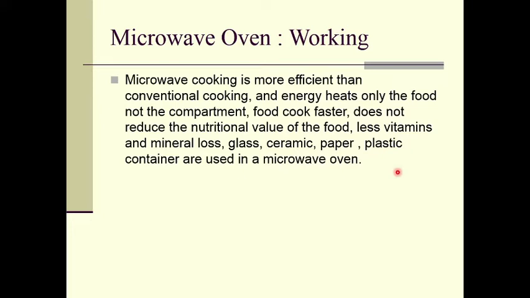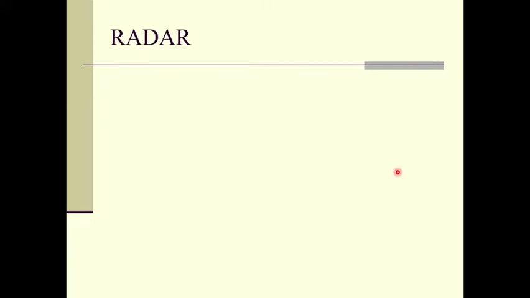Glass, ceramic, paper, and plastic containers are used in the microwave oven. We will not use metallic containers because metals will reflect the microwaves back, and therefore we use glass, ceramics, paper or plastic containers only in the microwave oven.